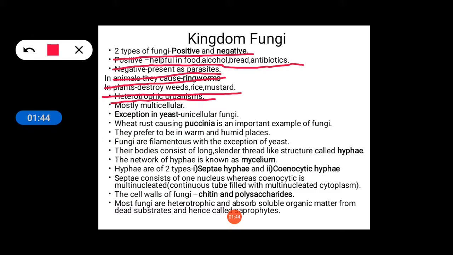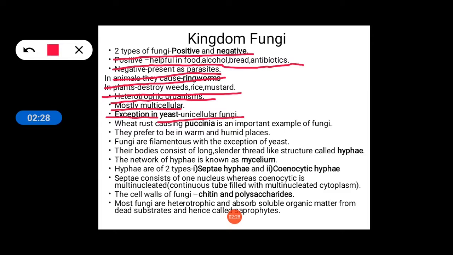That means the organisms present in fungi are heterotrophic. That means they cannot prepare their own food by themselves. They have to depend on other organisms for their food. Mostly multicellular. That means fungi are made up of many cells. But there is an exception: the fungus yeast is unicellular. That means yeast is a unicellular fungus. Yeast is made up of only one cell.